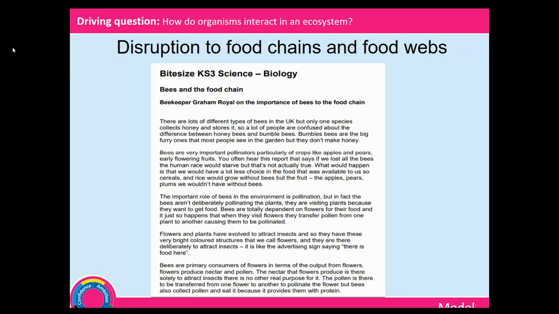The important role of bees in the environment is pollination, but in fact, the bees aren't deliberately pollinating the plants. They are visiting plants because they want to get food.